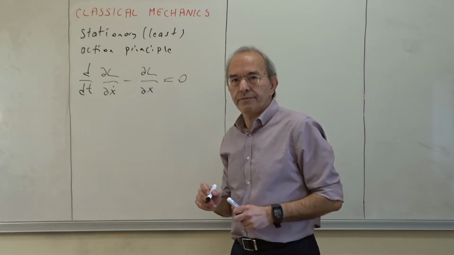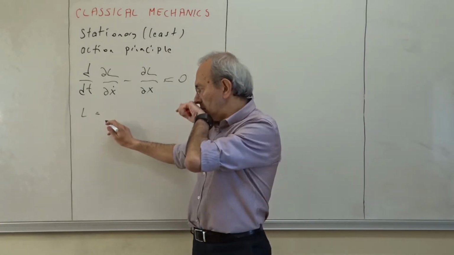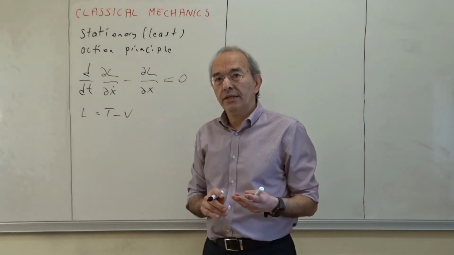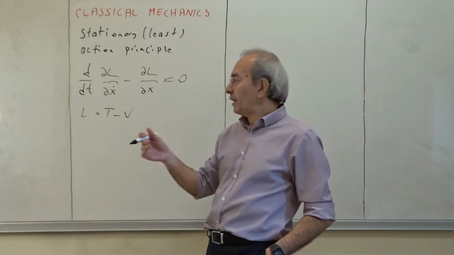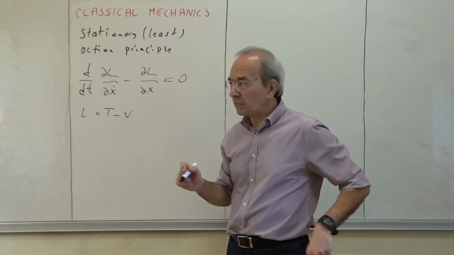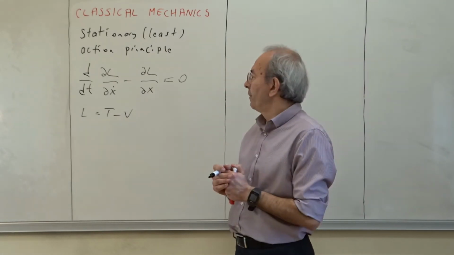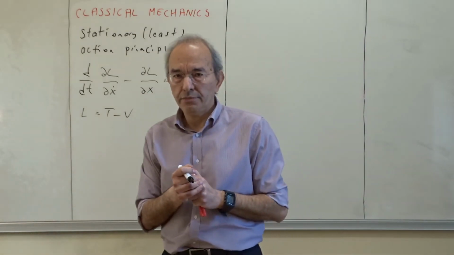This kind of equation. And L here was called the Lagrangian, and it was the difference between the kinetic energy of the particle and the potential energy. Not the sum, as in the case of the Hamiltonian, but the difference. But we didn't derive it in the beginning.